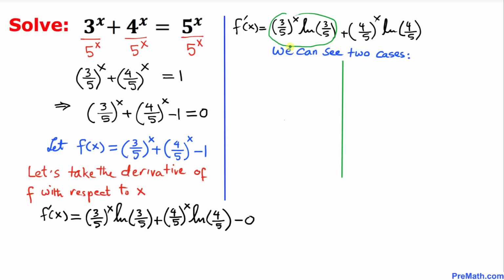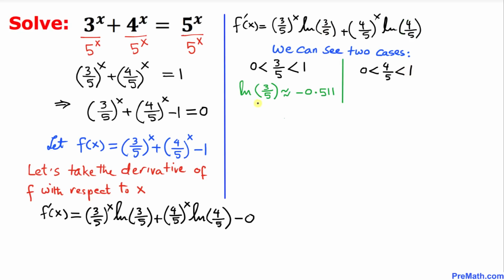One is going to be on the left hand side, and this part is going to be on the right hand side. Now let's focus on this fraction 3/5. We know that this is a positive fraction but it is less than 1, so I can write 0 < 3/5 < 1. That means 3/5 is between 0 and 1. And likewise on the right hand side, this fraction 4/5 could also be written as 0 < 4/5 < 1.